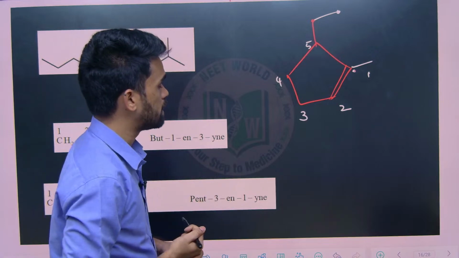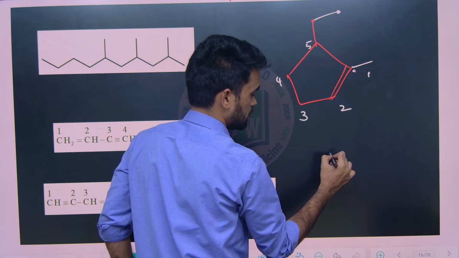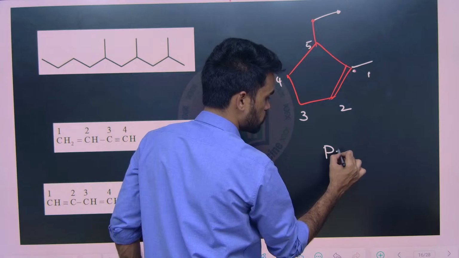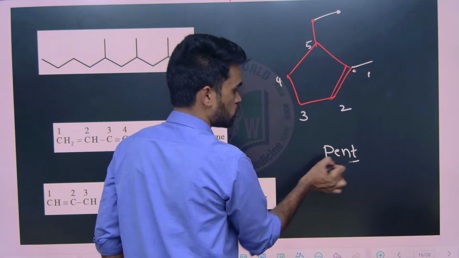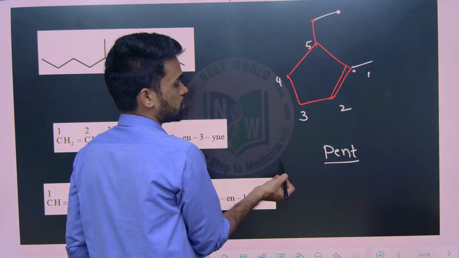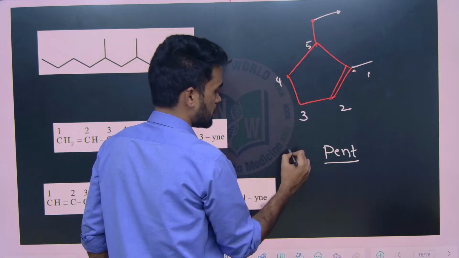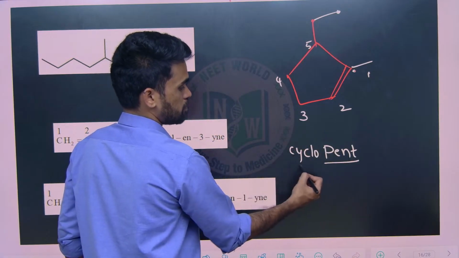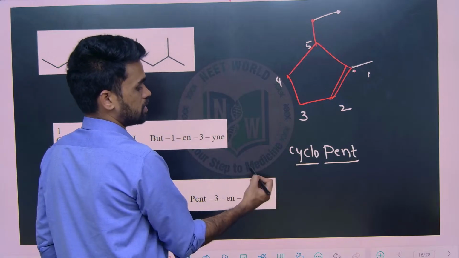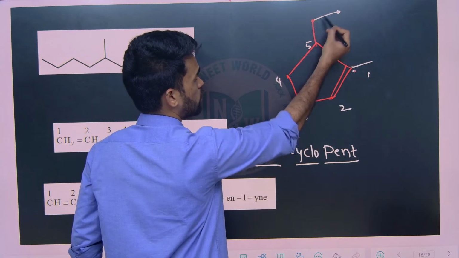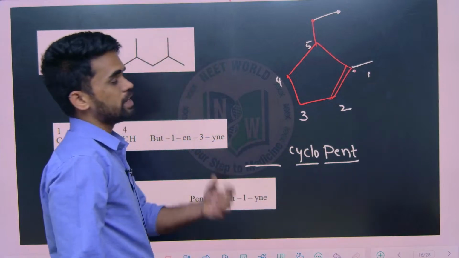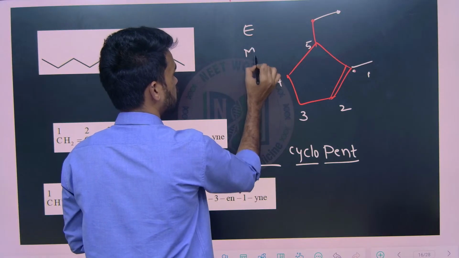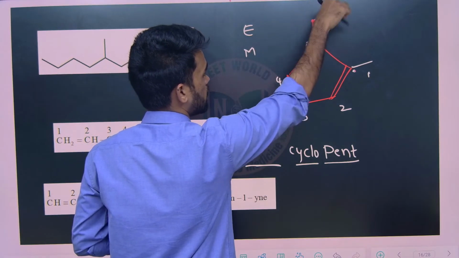So now how can I write the name? What is our parent chain? Pent. Cyclo, because it's a cyclic ring. So first you write the root word as pent. After writing the root word, what are the prefixes we have? Since the compound is cyclic, you can write cyclopent. This is the primary prefix. What is the secondary prefix? Here you need to write the branches we have. One is ethyl, another one is methyl. Now in alphabetical order, which letter comes first? Ethyl. E comes first, then M. That's why you first mention ethyl, then methyl.